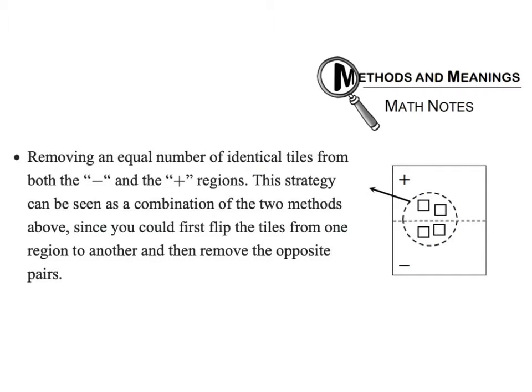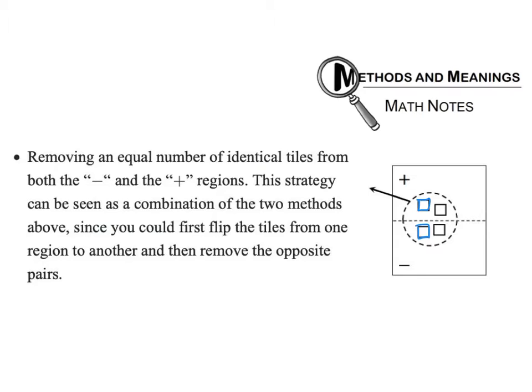The last thing is actually a combination of those two. It's just a shortcut. If you have the same tiles, like a positive and a positive, or a negative and a negative, but they're in different regions, like the positive region or the negative region, you can remove them. In this example, you've got a negative 1 in the positive region, and a negative 1 in the negative region. Those two things will cancel out to make a zero pair.